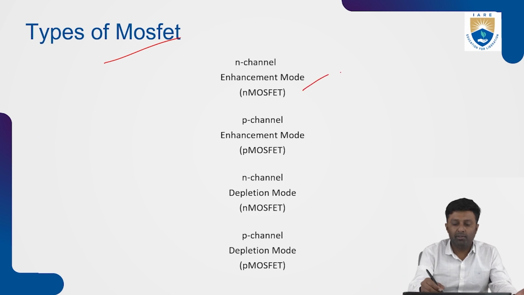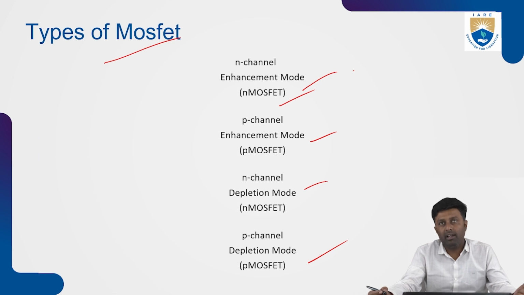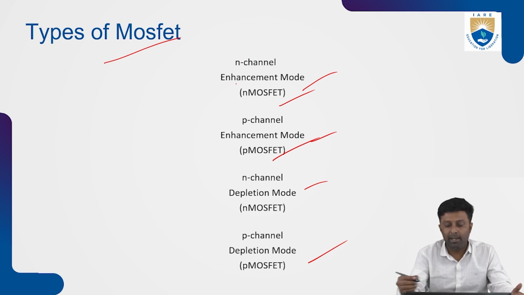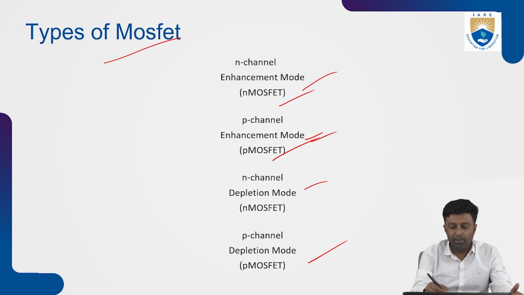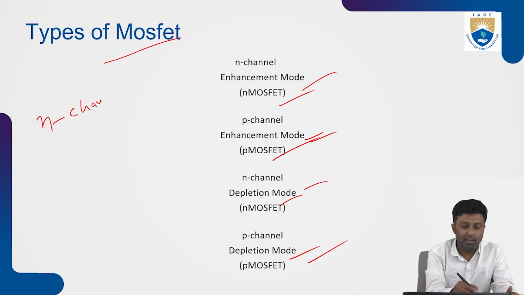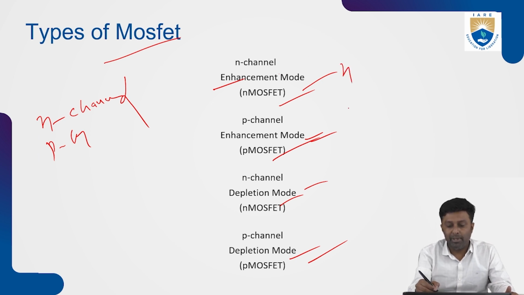The MOSFETs are divided into four types. That is the N-channel MOSFET, pronounced as NMOSFET, then the P-channel MOSFET. In the N-channel MOSFET, we have the enhancement type and the depletion type. In the enhancement type, we have N-channel and P-channel. In the depletion type, again we have N and P. So we have the N-channel MOSFET and the P-channel MOSFET, and the first one is the enhancement type, in which we have N and P.